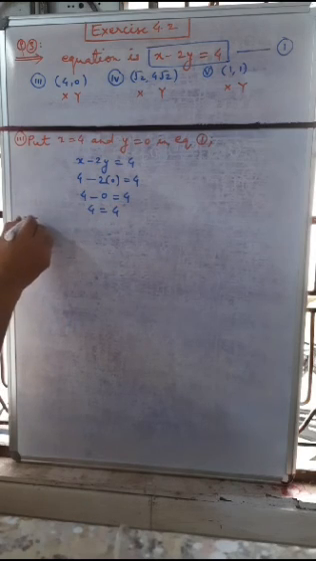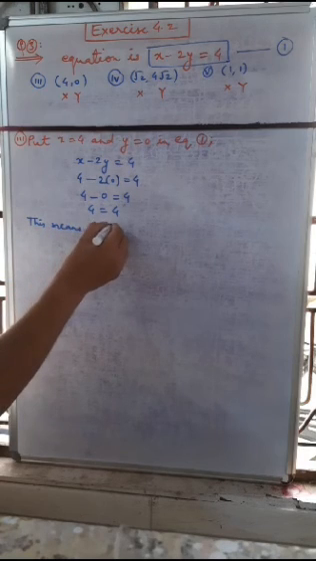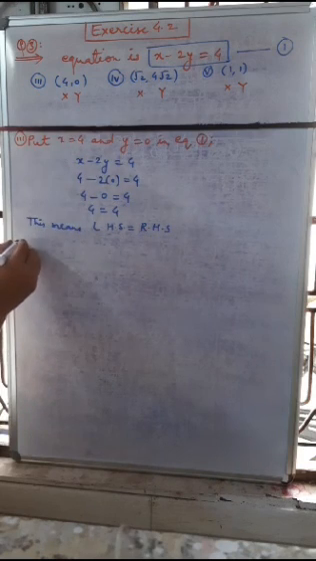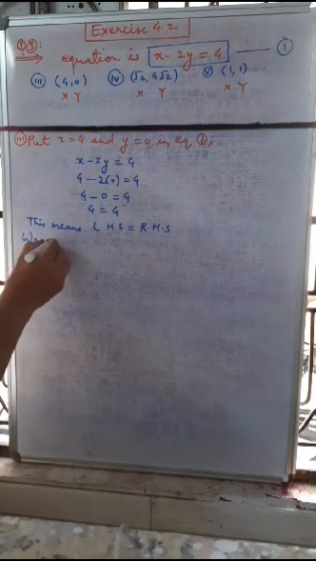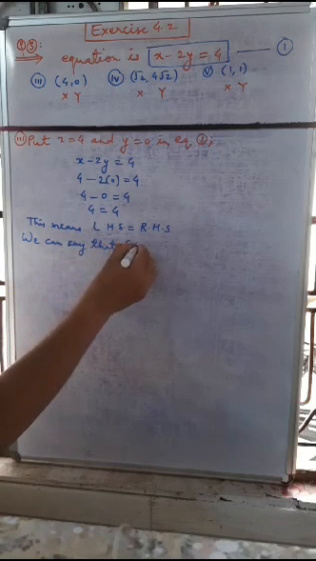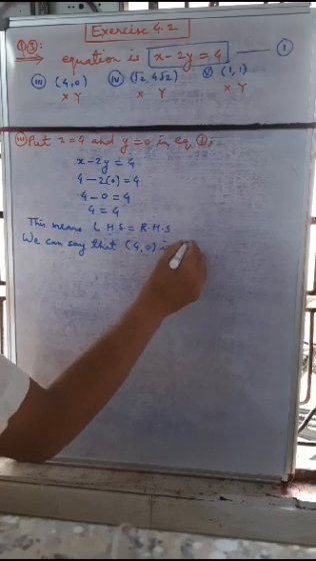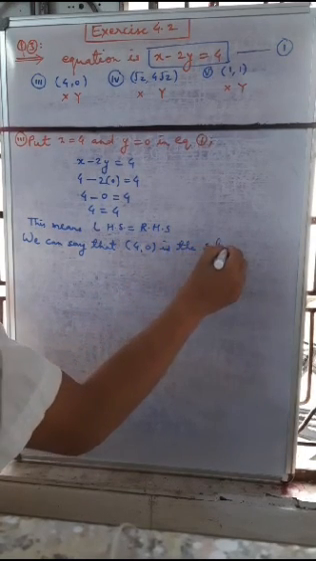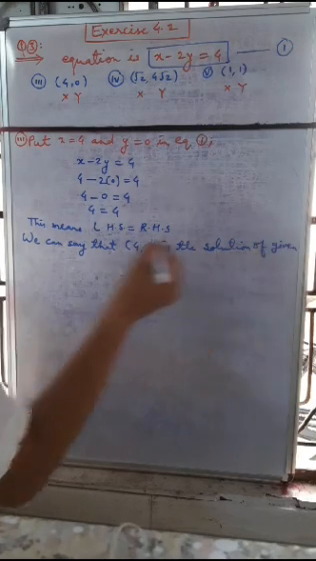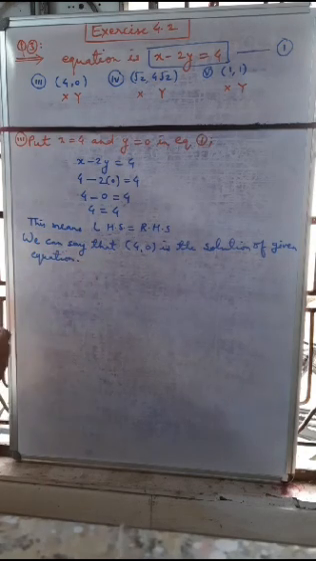This means left hand side is equal to right hand side. So we can say that 4, 0 is the solution of the given equation. Okay, it is a very easy task.